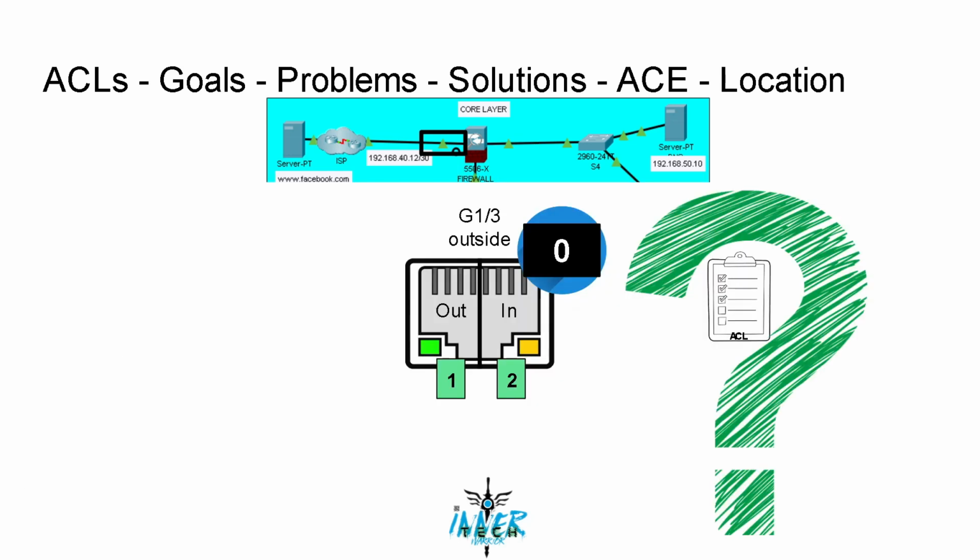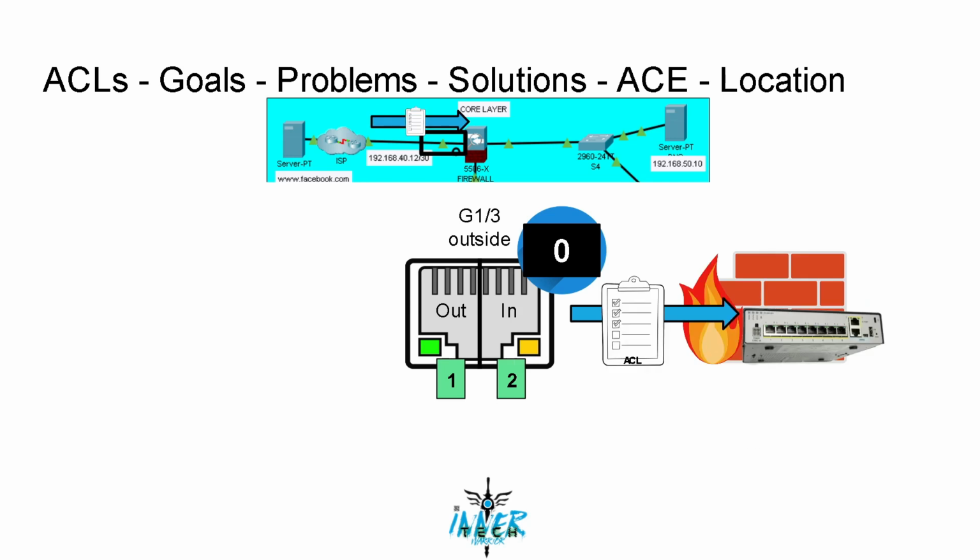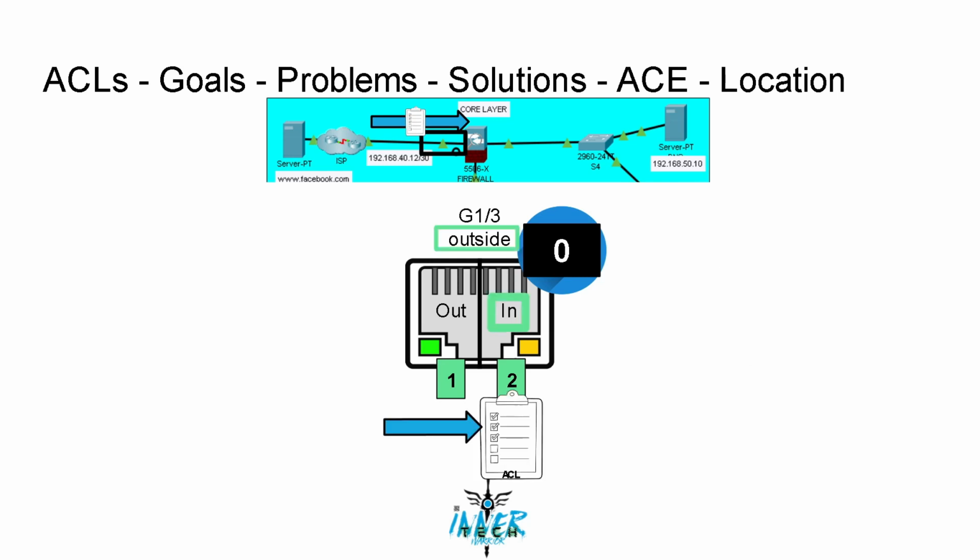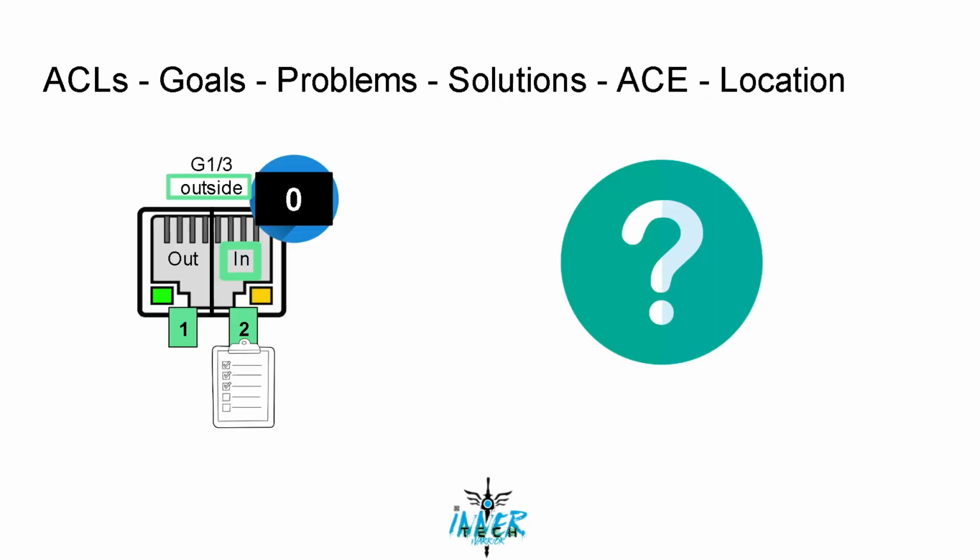Now, should it be inbound or outbound? Heading in towards the firewall or leaving the firewall? Since this is the least trusted network, we should make sure we only allow what we want going into the firewall. Okay, so we've decided. It will be inbound on the outside interface.